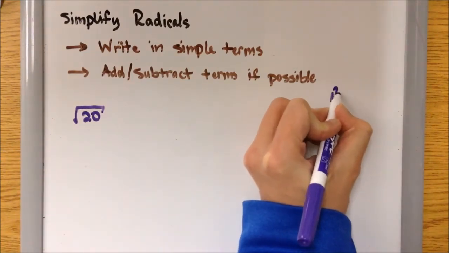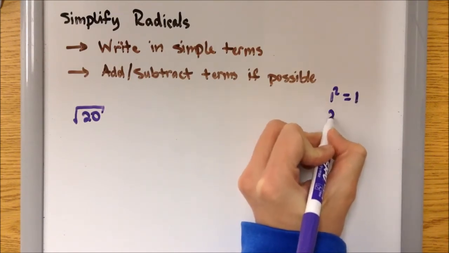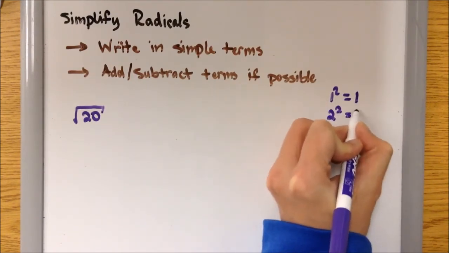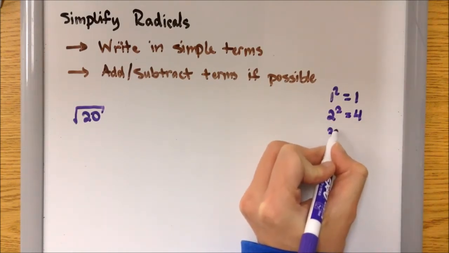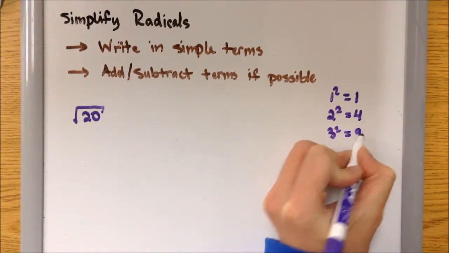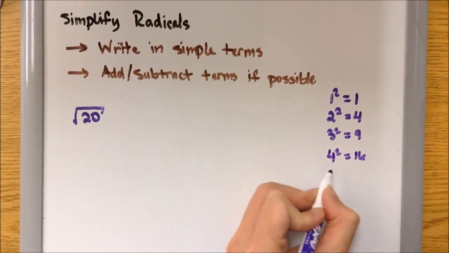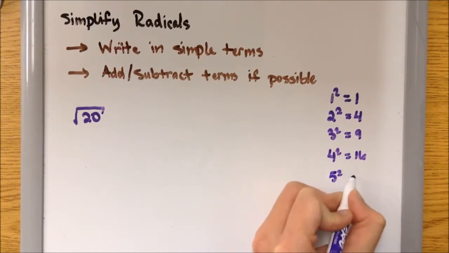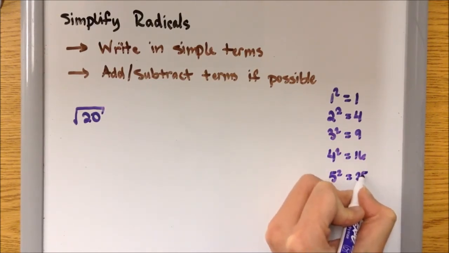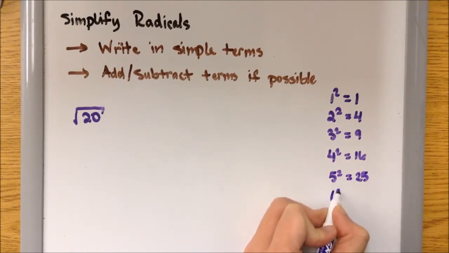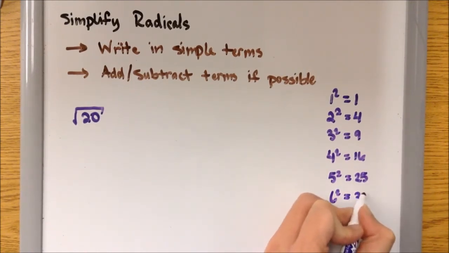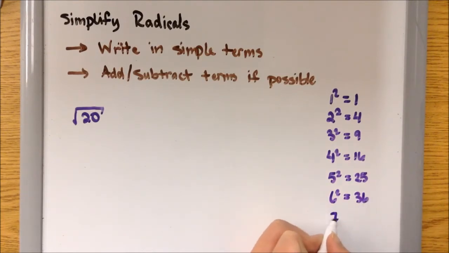So 1 squared is just 1. 2 squared is 4. 3 squared is 9. 4 squared is 16. 5 squared is 25. 6 squared is 36. 7 squared is 49. And so on. So you get the main point.